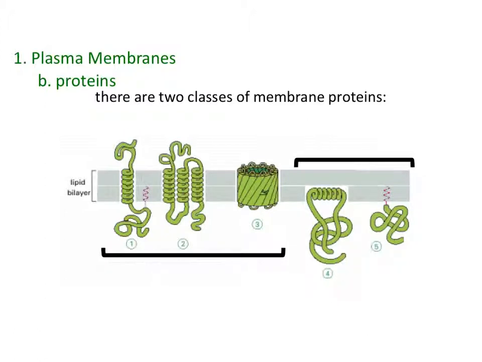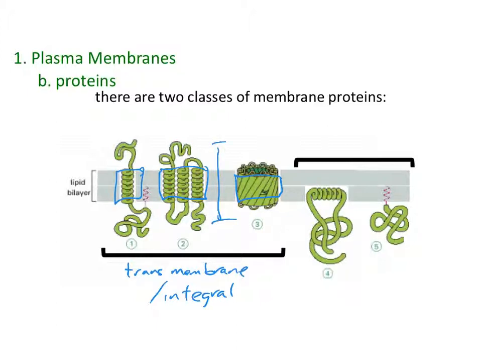There are two classes of membrane protein. There are the transmembrane or integral membrane proteins. So these ones over here, transmembrane or integral. And that's because they have this big component that spans the phospholipid bilayer, allowing an interaction between the outside and the inside of the cell.